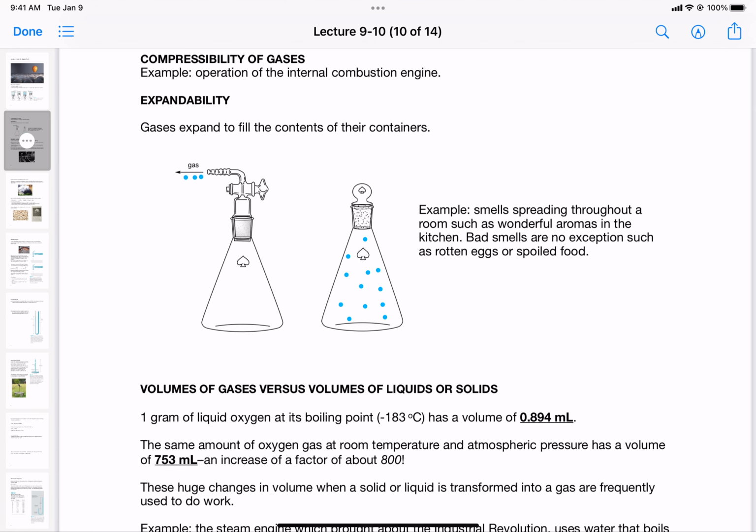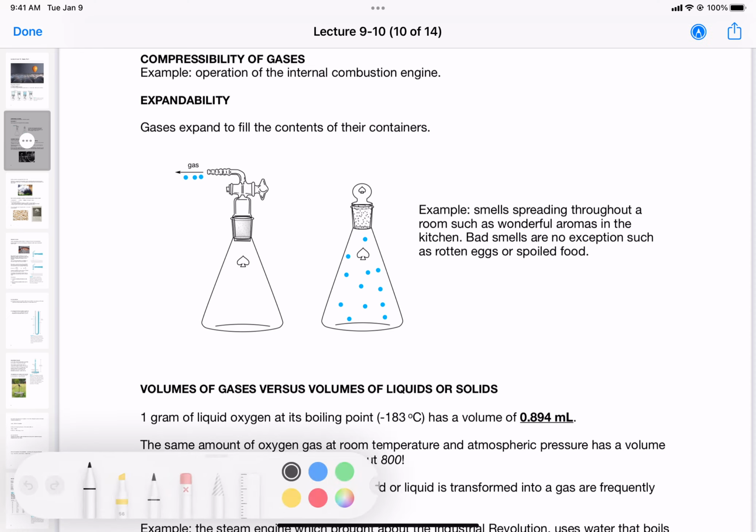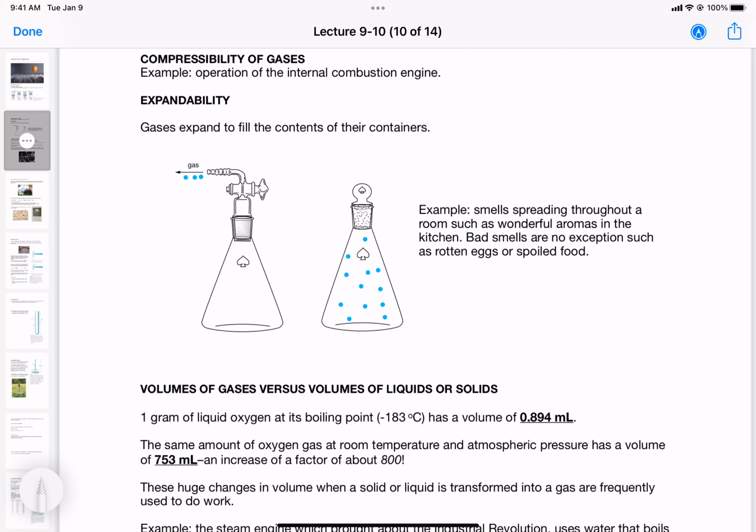Gases can also expand. For example, if I have this flask connected to a gas inlet, the gas inlet will fill this container with air or some kind of gas. It doesn't have to be air. If we stopper it, eventually the gas will pervade all the space, because gas molecules are not very much attracted to each other. They like to go their own way, and they tend to move independently of each other without any influence on other gas particles.